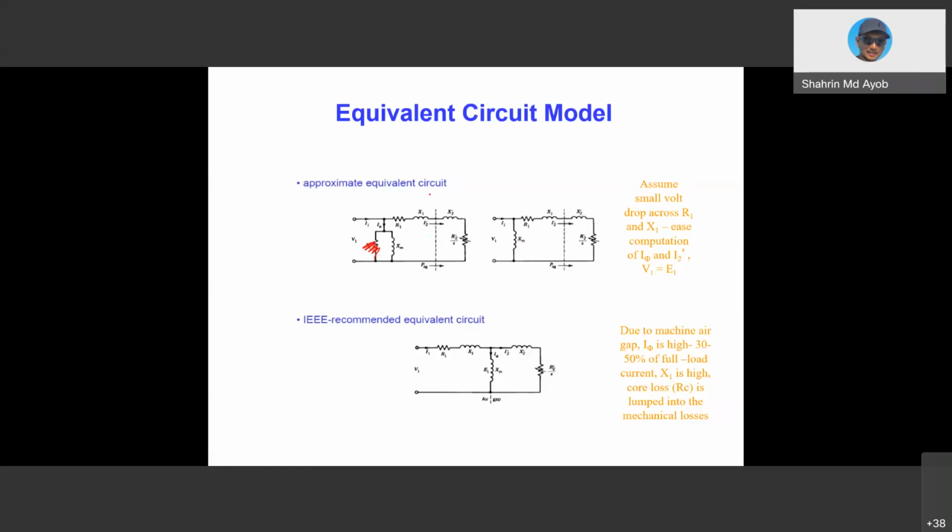So this one is the approximate equivalent circuit, but the standard equivalent circuit, which is recommended by IEEE for the analysis of induction motors, uses this circuit. Meaning that we have two equivalent circuits that we can use. The first is what we call the approximate equivalent circuit, and the second circuit here is the most recommended equivalent circuit to be used for the analysis.